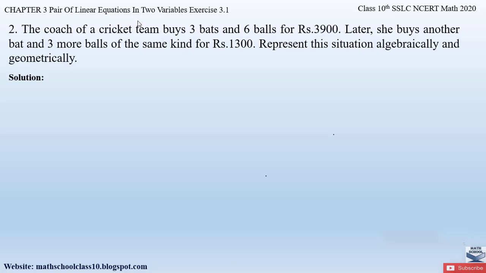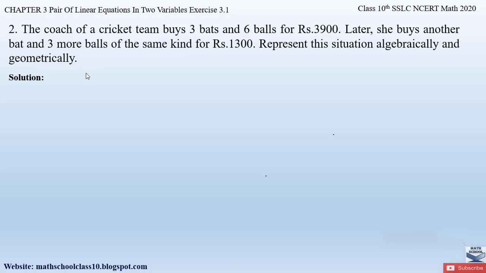A pair of linear equations in two variables says, the coach of a cricket team buys 3 bats and 6 balls for rupees 3,900. Later, she buys another bat and 3 balls of the same kind for rupees 1,300. Represent this situation algebraically and geometrically.